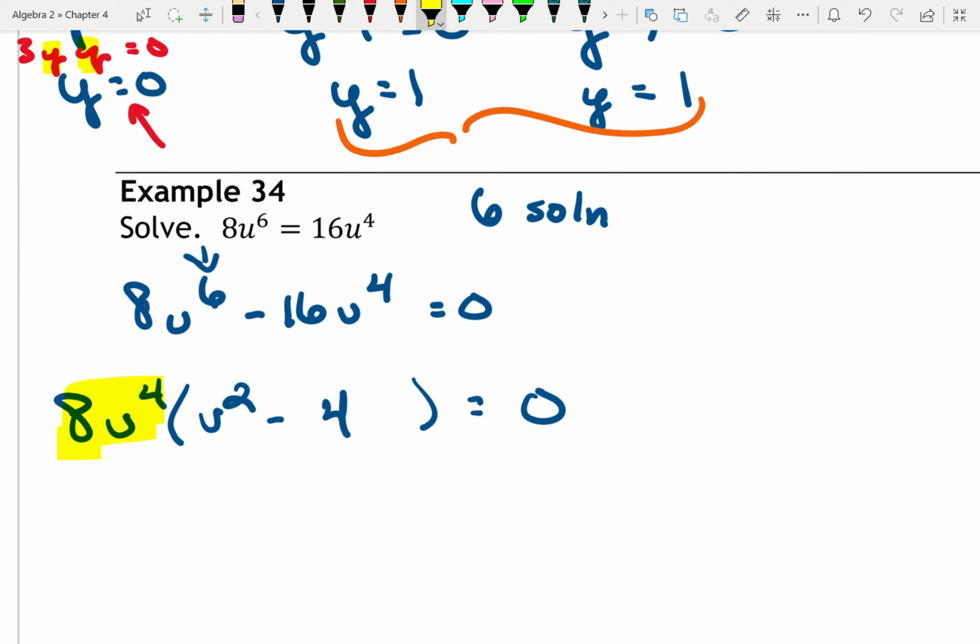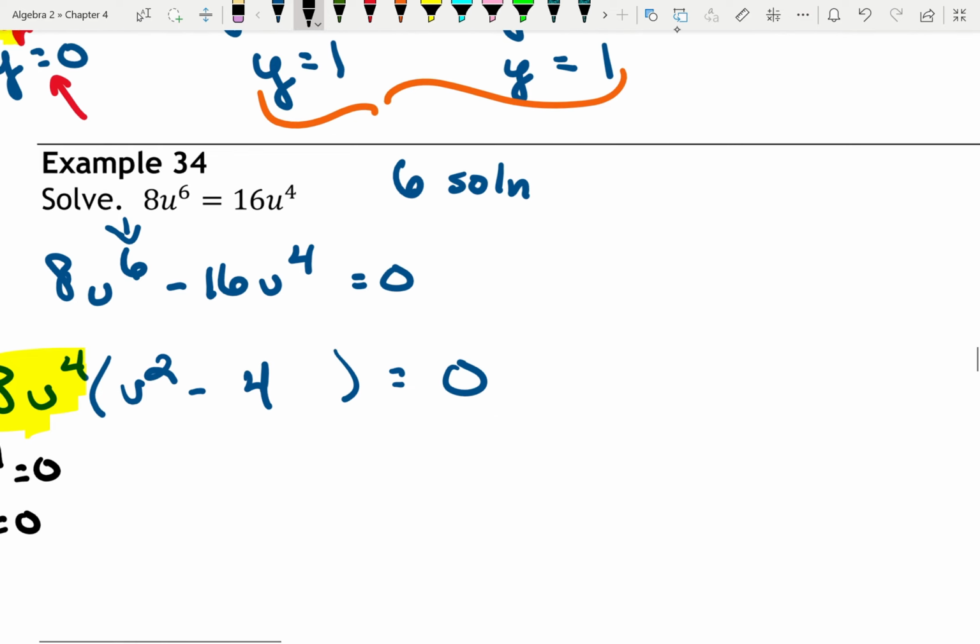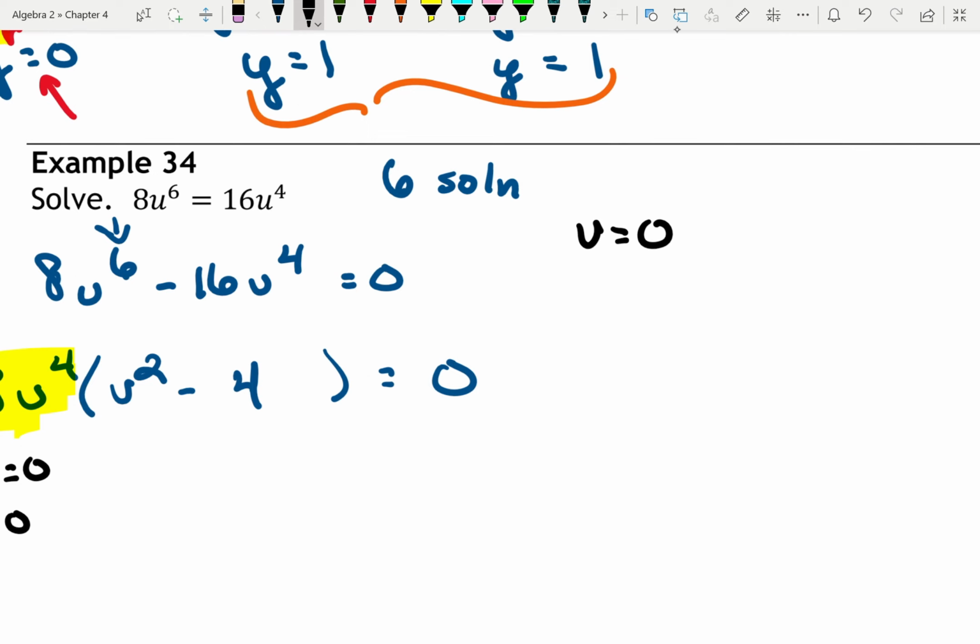I've got 8u to the 4th. This is going to give me 8u to the 4th equals 0, and u equals 0. And that's going to have a multiplicity of 4. So I'm going to go ahead and write this. u equals 0 with a multiplicity of 4.